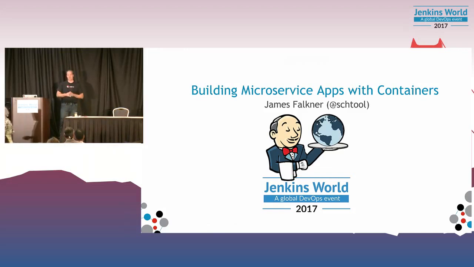So my name is James Faulkner. I am a developer evangelist with Red Hat. I focus primarily on our developer tools and frameworks and runtimes. More specifically, JBoss, our JBoss Data Grid, and our new OpenShift Application Runtimes, which we'll be talking about today.